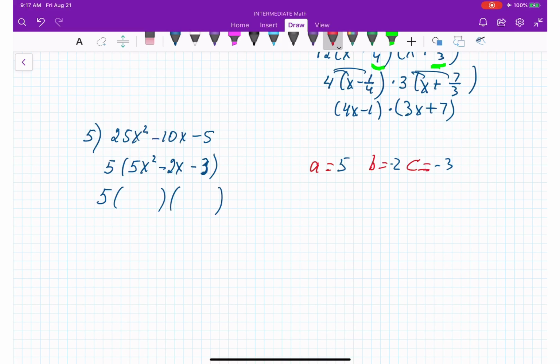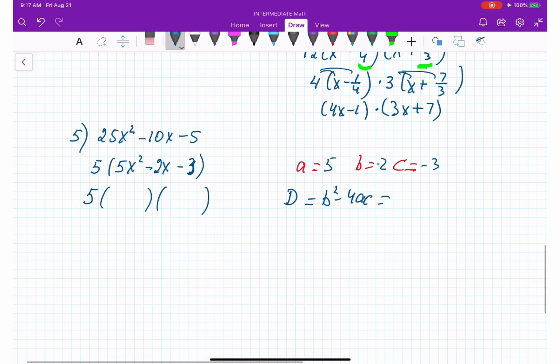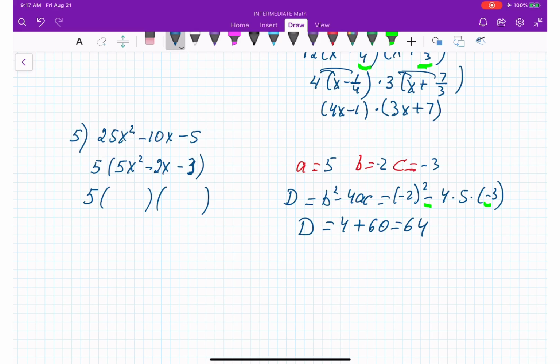Okay? Okay, let's find out the discriminant. Discriminant is going to be B squared minus 4AC, so negative 2 squared minus 4 times 5 times negative 3, right? So what do I get here? 4, I will end up adding because I have a negative here, so I will end up adding them. So 20 times 3 is going to be 60. So we will end up with 64. Beautiful number because it has a square root.